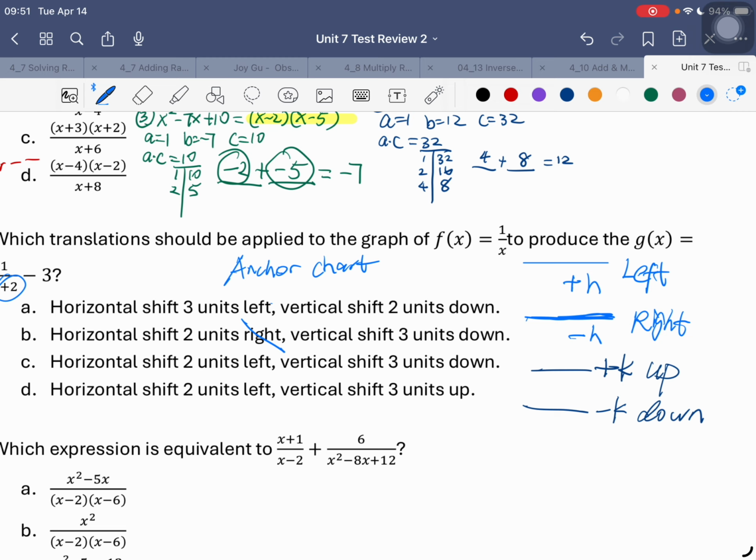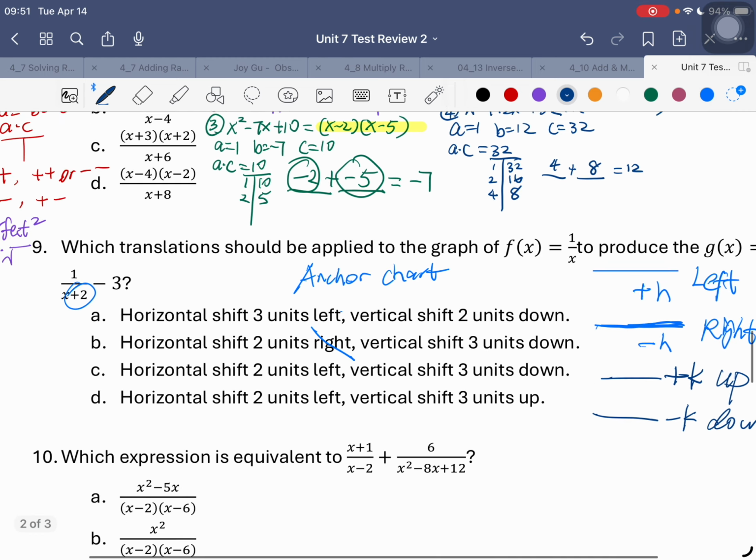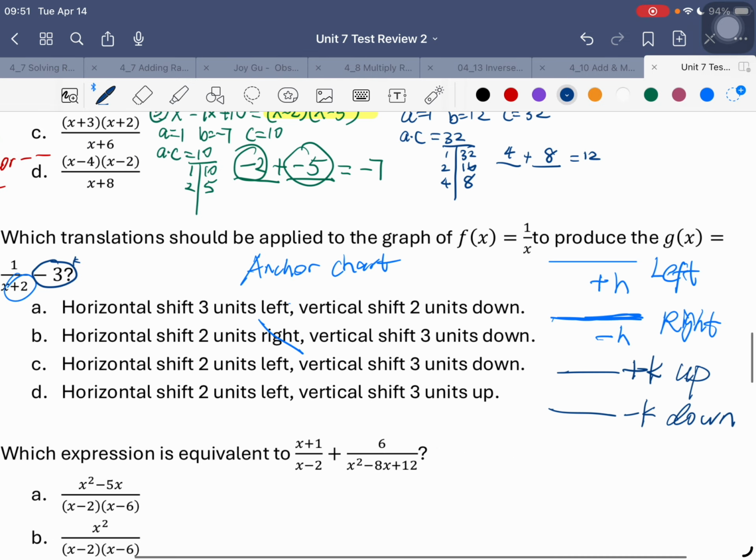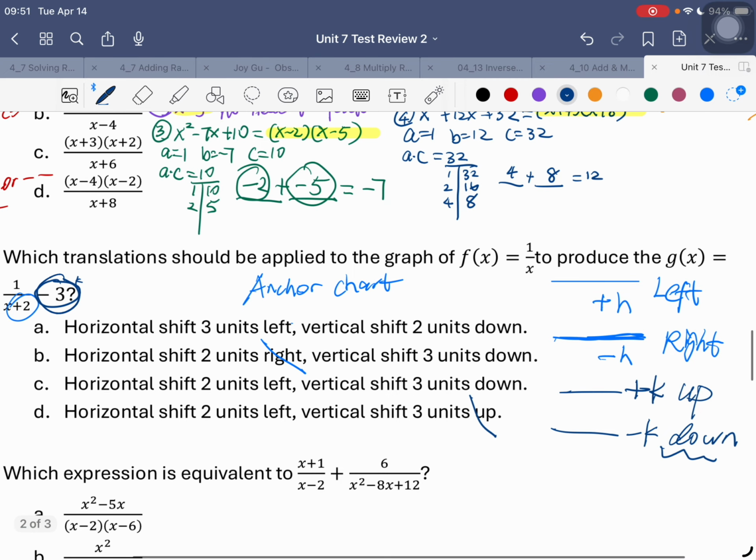Now let's look at the number after the house. The number after the house is 3. That's the k. Negative 3, my bad. Negative 3, it should go down. So up is not correct. And k is 3, so 3 points down. It should be C: 2 points left, 3 points down.